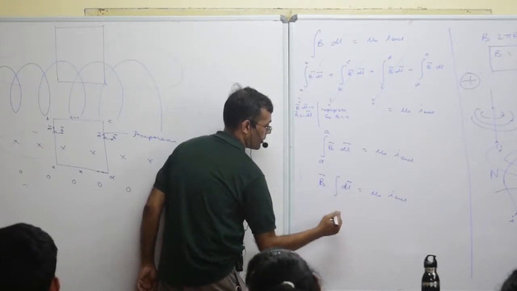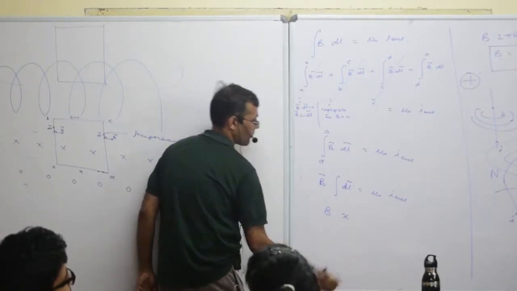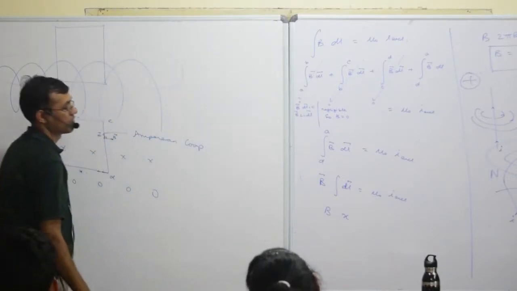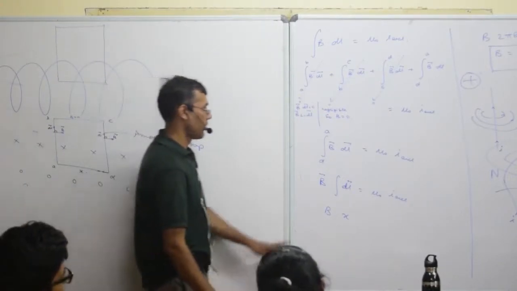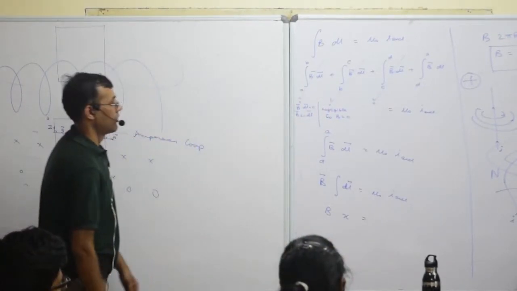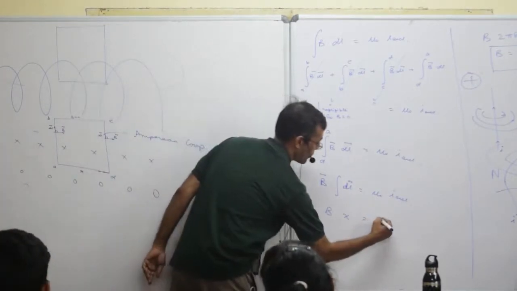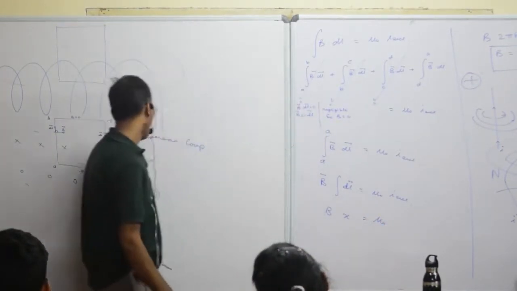Everyone following this? Any issues? Integral of dl is nothing but x. So B dot x. Again, right now I am focused on the magnitude, so I can take out the vectors, B x. Mu naught is a constant, so just leave it.